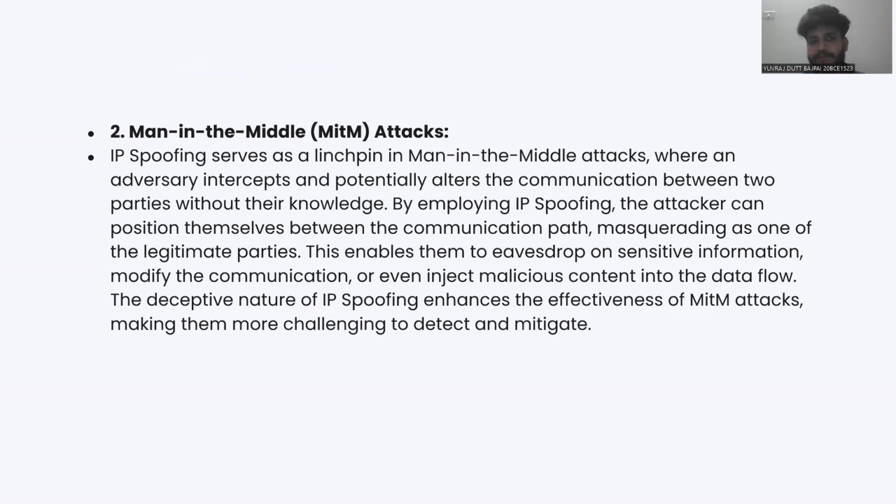The second is the man in the middle attack. By employing IP spoofing, the attacker can position themselves in the communication path, masquerading as one of the legitimate parties. This enables them to eavesdrop on sensitive information, modify the communication, or even inject malicious content into the data flow.